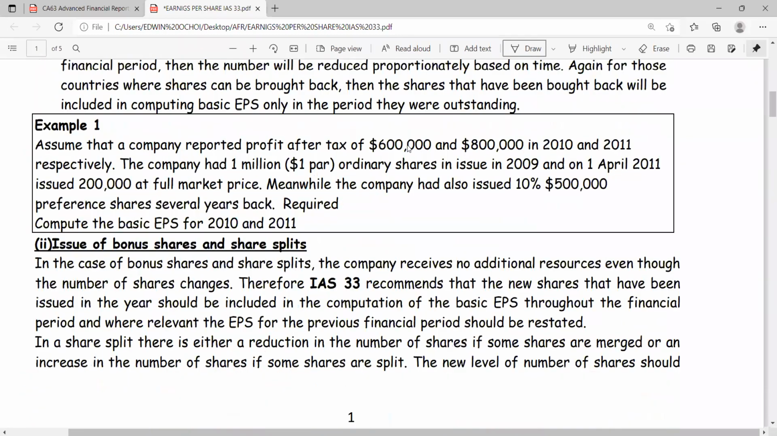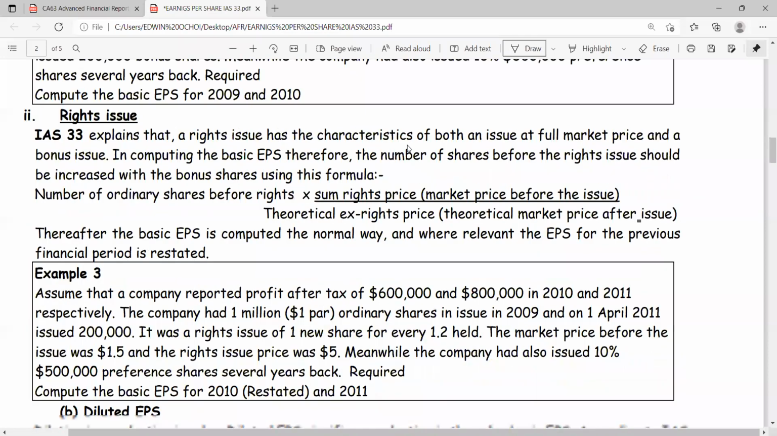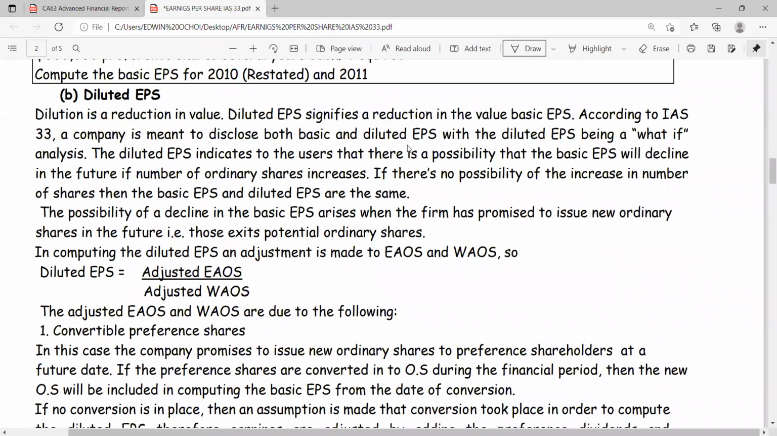And then for the diluted EPS, what does diluted EPS show? The diluted EPS signifies a reduction in the value of basic EPS. According to International Accounting Standard 33, a company is meant to disclose both basic and diluted EPS, with the diluted EPS being a what-if analysis.